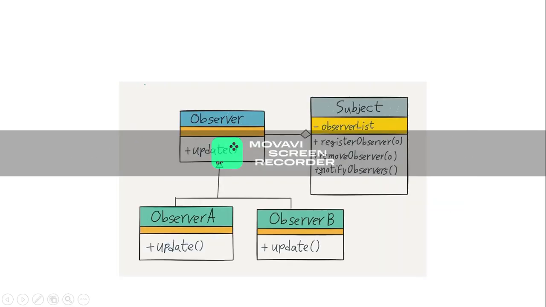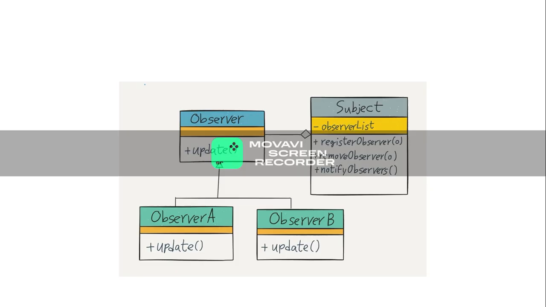Then this is the basic structure of the observer design pattern. You will have a subject. The subject is nothing but a class. The class can have methods like add observers, remove observers, and one very important method, notify observers. These are all the methods we can have on the subject side, or what we call the observable class.